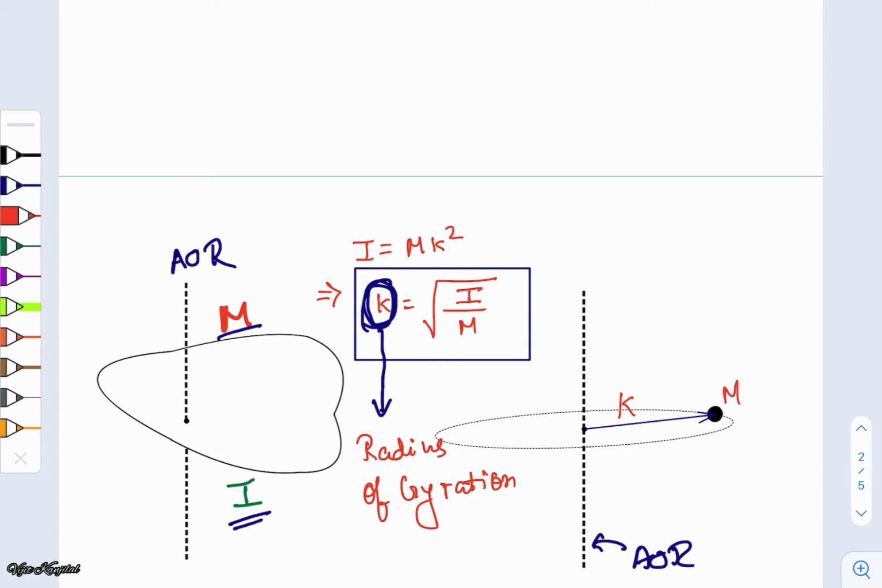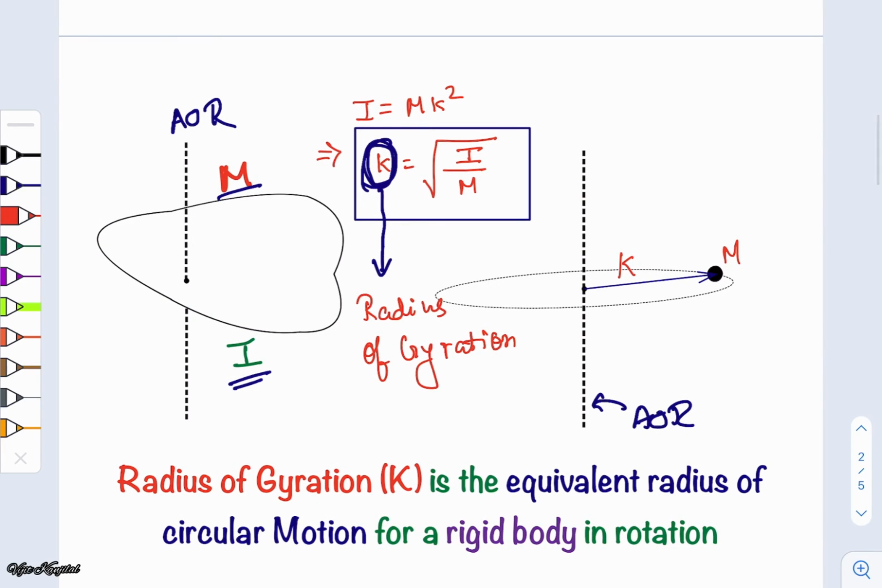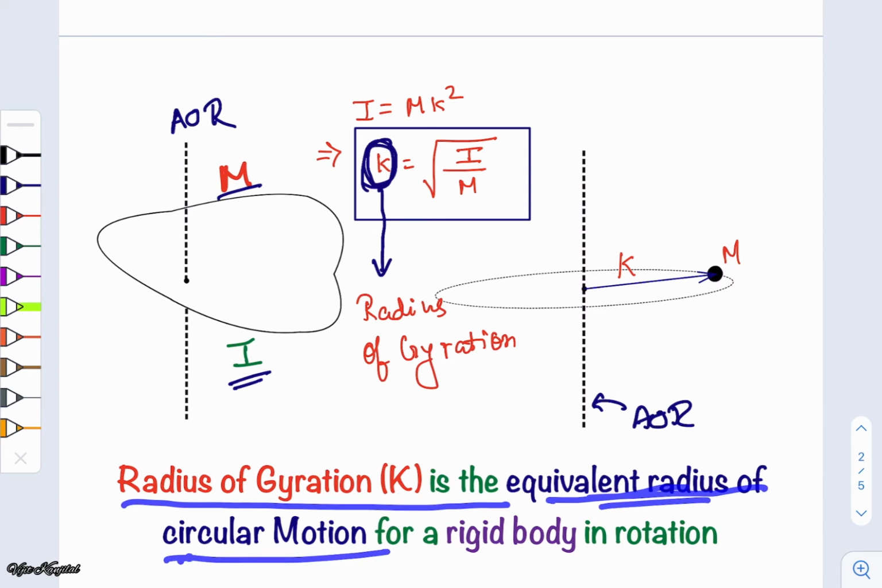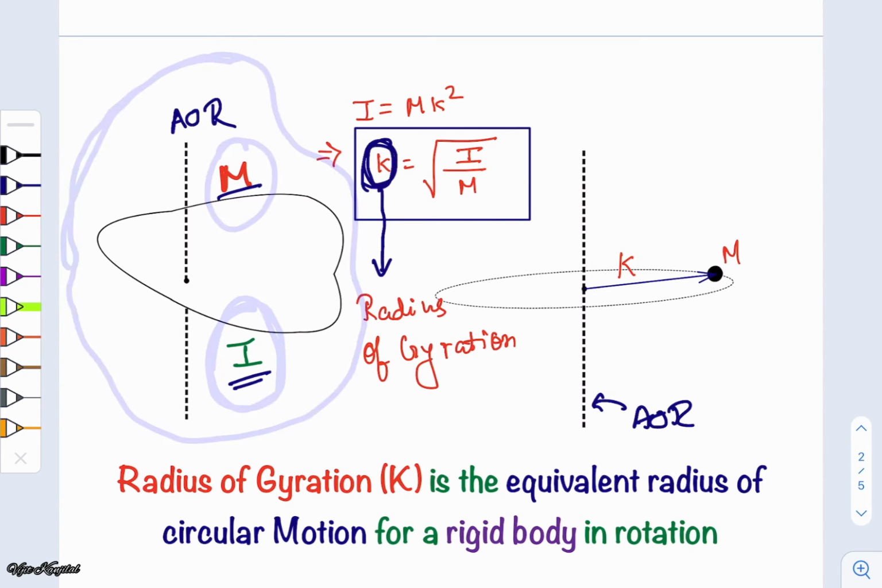Now let's dive deeper into the concept. What is radius of gyration? Radius of gyration is the equivalent radius of circular motion for a rigid body in rotation. Let's try to understand this. Let us assume we are given a body with respect to a particular axis of rotation, and its mass is m and its moment of inertia is I.